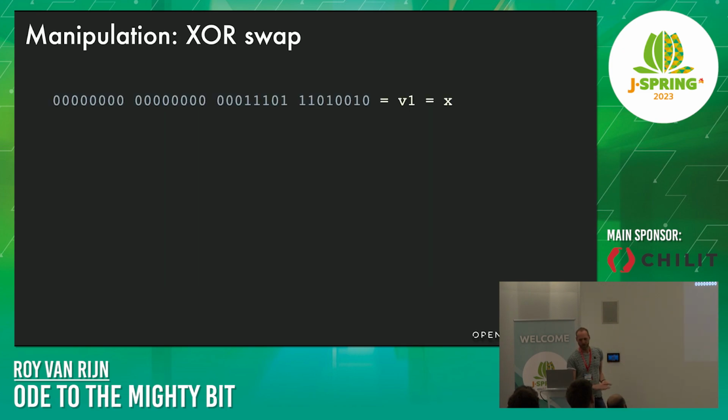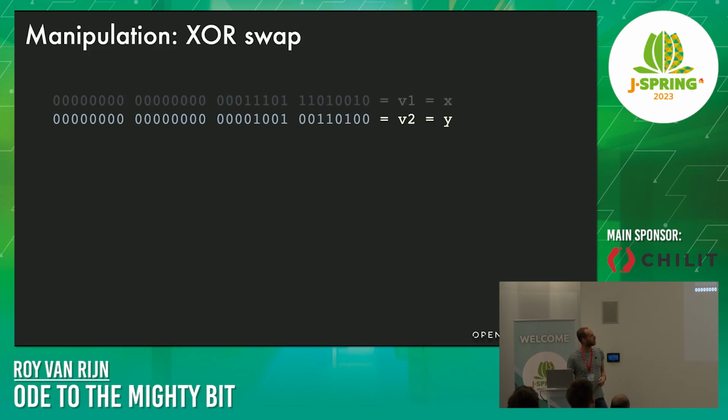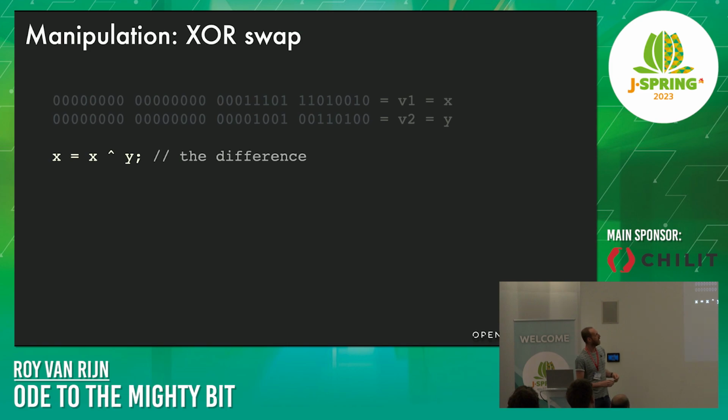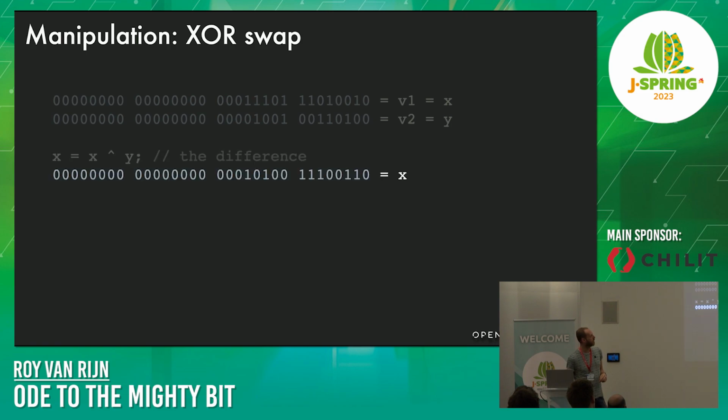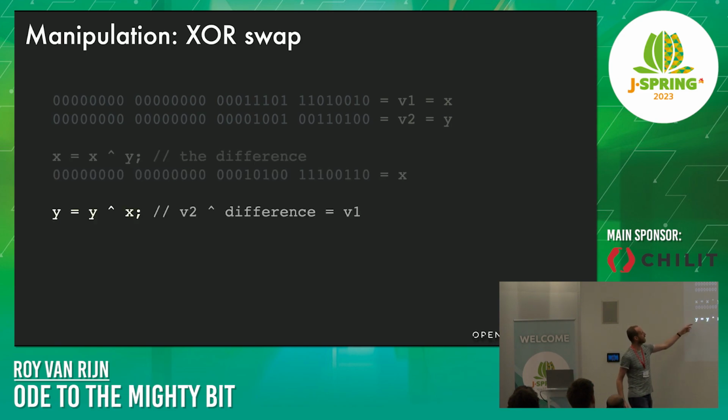Suppose we have a certain value x, which is the value 1, and we have a second value y, which is value 2. If you take the exclusive OR, you kind of get the difference between the two. So right now, if we do this, x holds the difference between the two values. If we now set y to y XOR the difference, you get v1 back, like the original x.